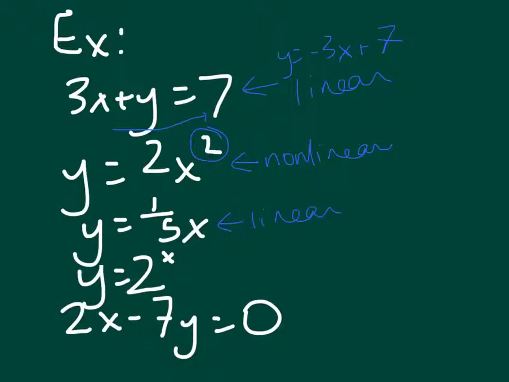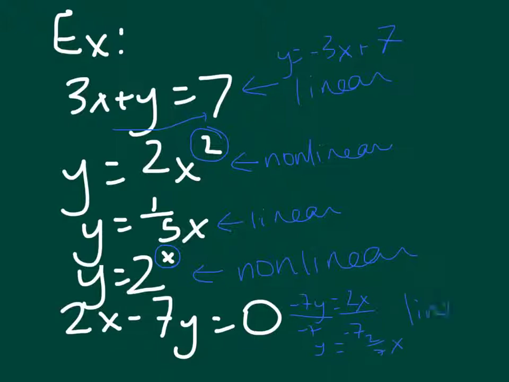Y equals 2 to the x power. X is an exponent, nonlinear. Okay, 2x minus 7y equals 0. So again, can I get it in slope-intercept form? Well, if I subtract 2x, I have negative 7y equals 2x. If I divide by negative 7, I have y equals 2/7 x.